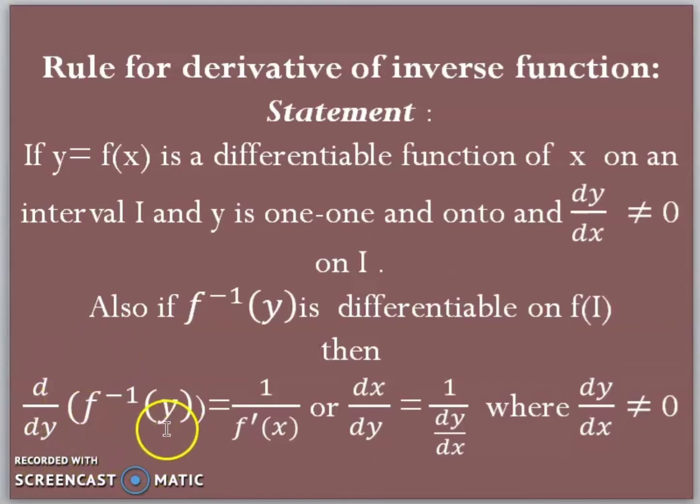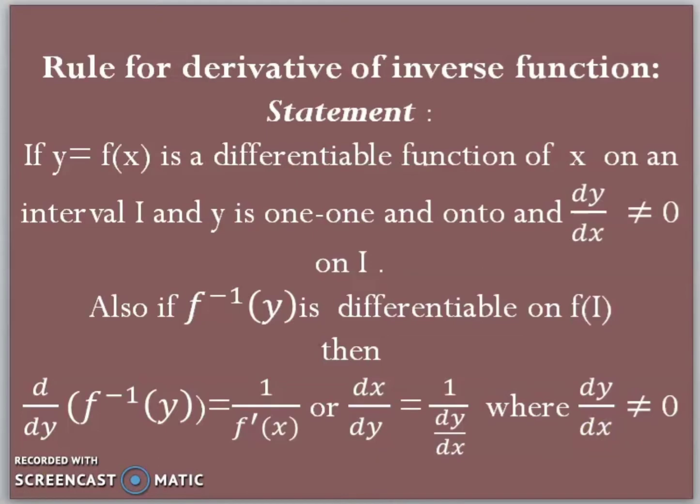So finally, what are we saying here? d by dy of f inverse(y) means d by dy of what is f inverse(y)? Like I said earlier, whenever you write y equal to f(x), if its inverse exists, it is written as x is equal to f inverse(y). So x is equal to f inverse(y). This f inverse(y) is nothing but x. So how do you read this? d by dy of x, which is dx by dy. See it here, dx by dy is equal to 1 upon f dash(x). What is f dash(x)? Since y is equal to f(x), f dash(x) is the derivative of y, which is dy by dx, and where dy by dx is not equal to 0 is mentioned.